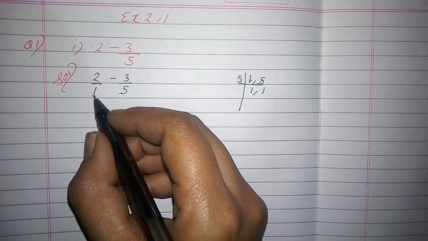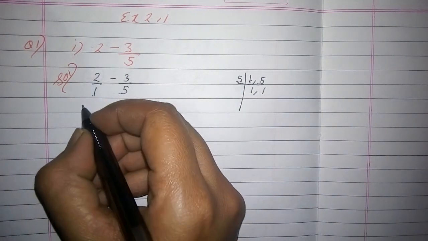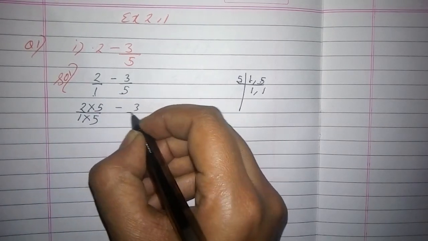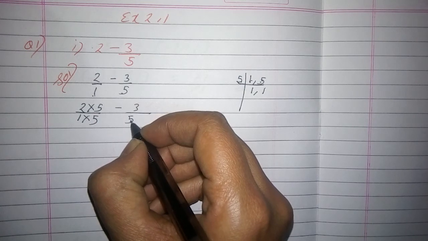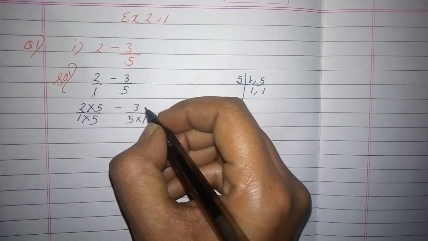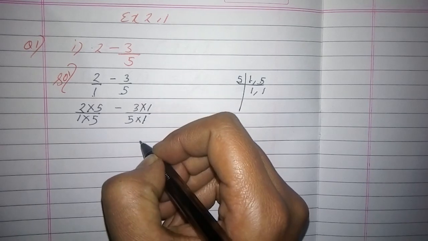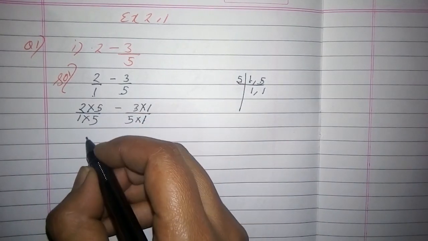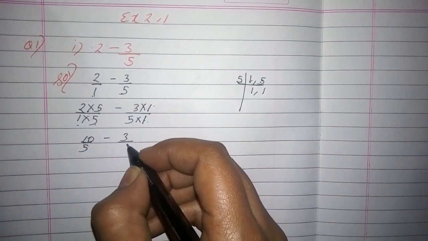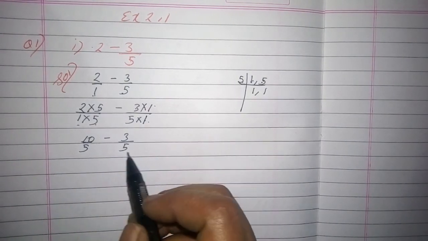What should we multiply by 1 to get the product 5? 1 into 5 is 5. So multiply numerator and denominator by 5. In the other denominator, 5, to get the product 5 we multiply by 1, so multiply its numerator 3 by 1 as well. Now 2 into 5 is 10, 1 into 5 is 5, 3 into 1 is 3, 5 into 1 is 5. Now see, the denominators of both fractions are common, which is 5.